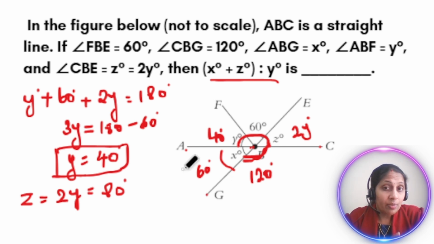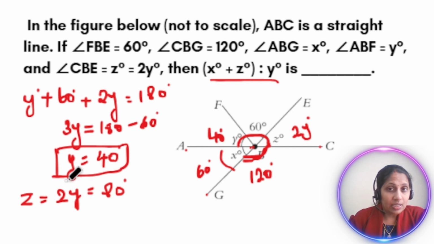For every geometry question, it is mandatory to specify how you concluded an angle. For example, in this case, I said X is 60 degrees by applying the property of linear pair. If this is 120, then the other angle should be 60 in order to satisfy the straight line as well as the linear pair. So you have to mention the reason behind it.